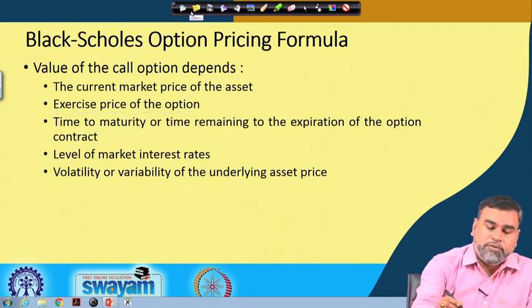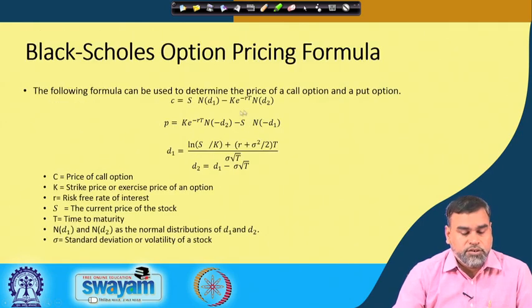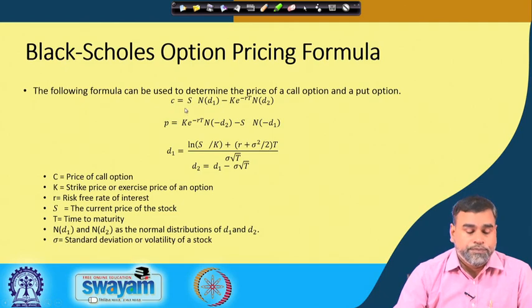So, now this is the formula that Black-Scholes derived: C is equal to S N(d1) minus K e to the power minus R t N(d2), that is for the call option. For the put option it is reversed: P is equal to K e to the power minus R t N(minus d2) minus S N(minus d1), where K is the strike price.